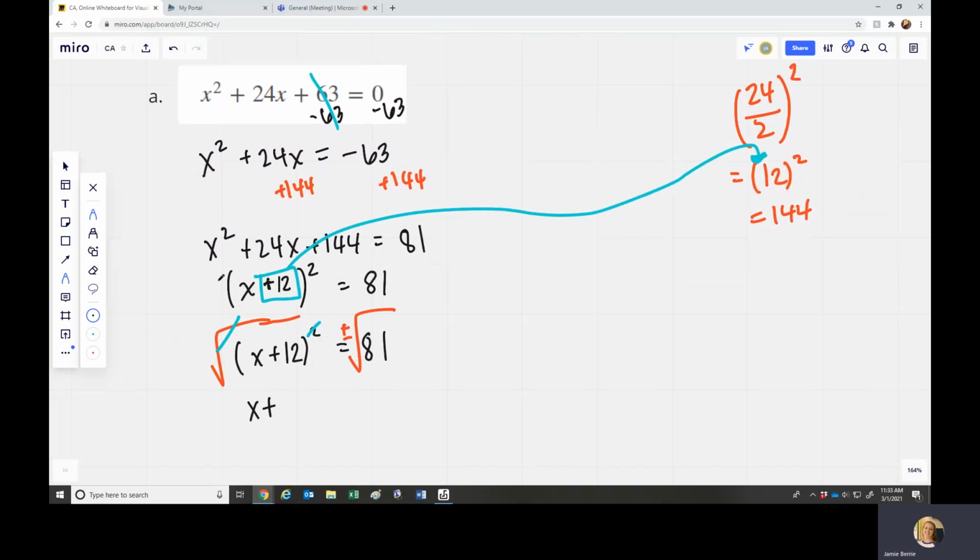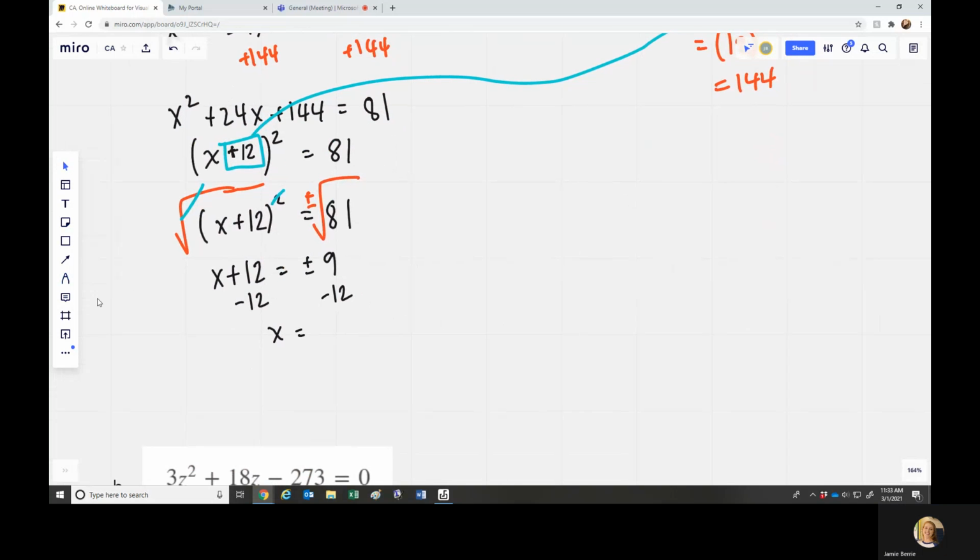We have x plus 12 equals plus or minus the square root of 81, which is 9. Go ahead and subtract 12. Remember, you have to be careful doing this. You get positive 9 minus 12, and then negative 9 minus 12. So you have to do both pieces, the positive and the negative. All right, so that's negative 3. That's our first answer. x equals negative 3. And then this is negative 21.